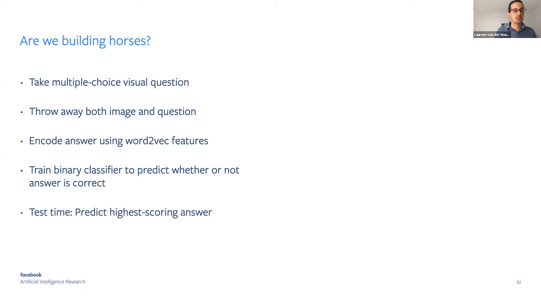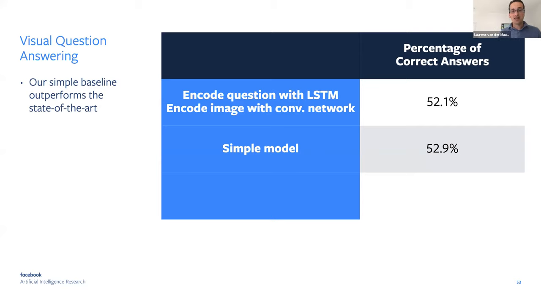So we did the following experiment. We took the multiple choice visual question and we threw away the image and we threw away the question. So we would only keep the 4 answers and we would encode these answers using word2vec features and then train a binary classifier to predict whether or not the answer was correct. Right, so we just take an answer and say, yes, this is the answer, or no, this is not the answer. And then at test time, we would predict the highest scoring answer. And lo and behold, this actually got us to 52.9%, right? And so this is a model that arguably has no visual understanding whatsoever, right? Which raises some questions around how to do these kinds of evaluations.